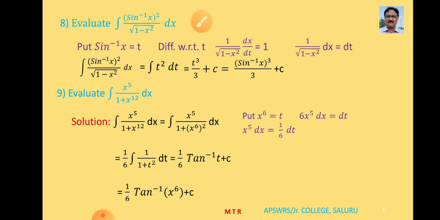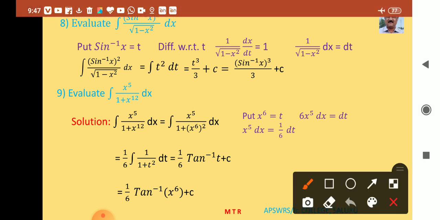So what do we put as t? Yes, we put t with sin inverse x. So put sin inverse x is equal to t. So the derivative of sin inverse x is 1 by root of 1 minus x square, put dx. The derivative of t is 1, put dt. So 1 by root of 1 minus x square dx is equal to dt.